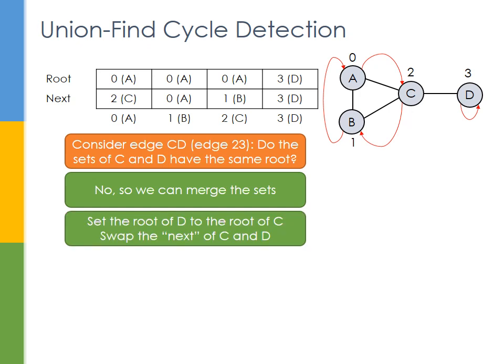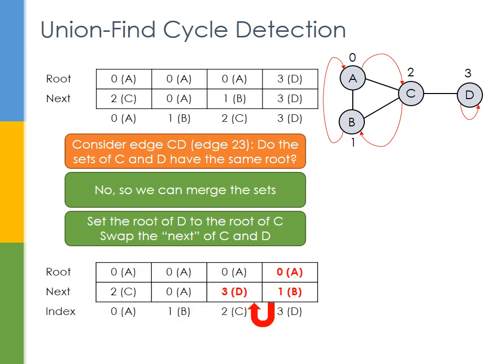And we do this by setting the root of D to the root of C. So we see that we have done that over here. We've set the root of D to 0, which is the root of C. So now all of the sets share the same root. And this makes sense, of course, because all of the vertices are connected to one another. And then finally, we need to swap the next of C and D. So we see that we need to swap this 1 and this 3 over here. And so we've updated those values in our structure.